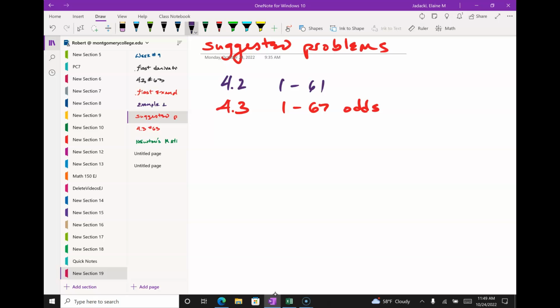Right now, 4.3 says, hey, do first derivative test and second derivative test. I'm saying no. Right now, just practice the first derivative test, okay?